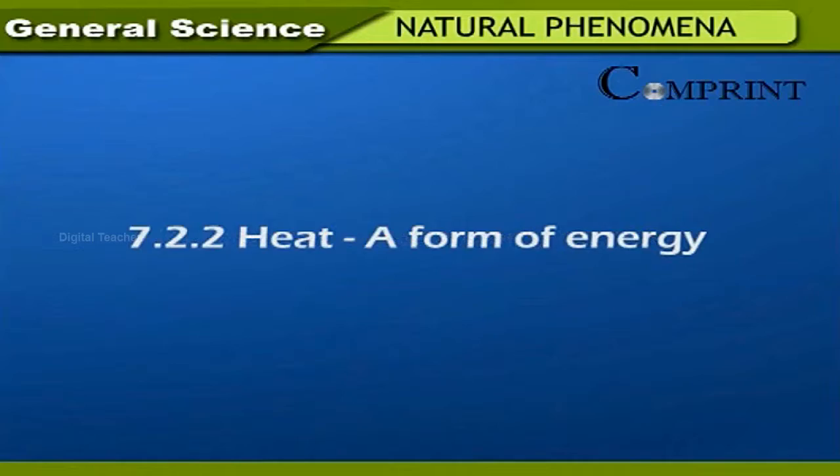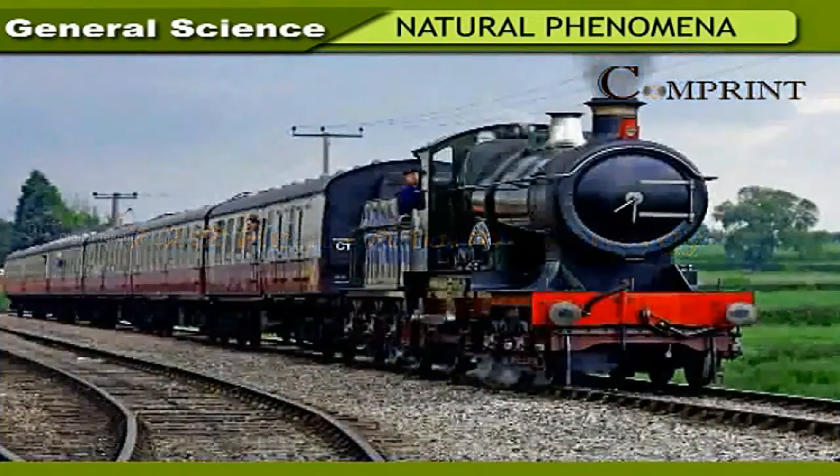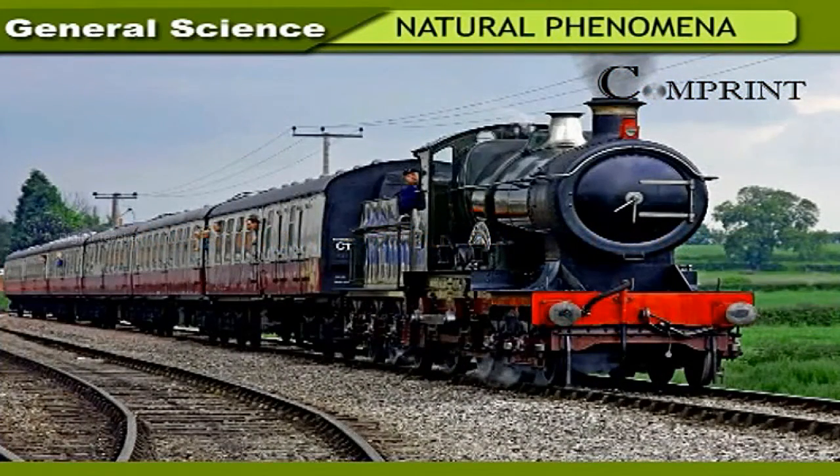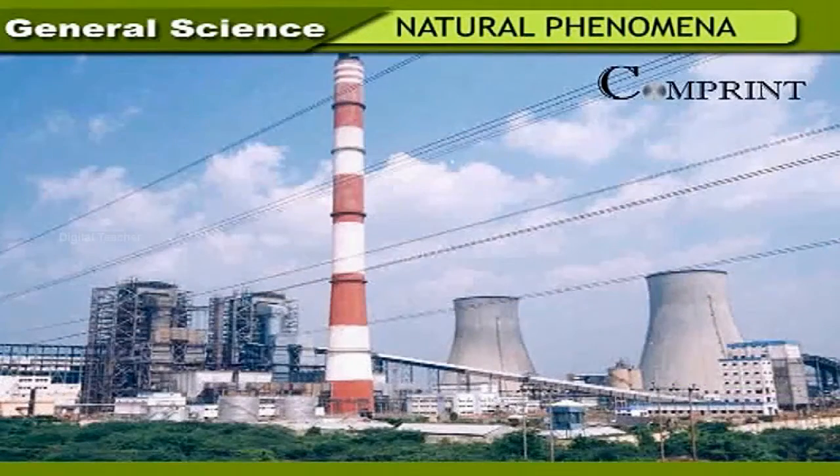Heat, a form of energy. We know that steam engines in railways run with steam. Most of our electric energy is obtained from thermal power stations only. Water is boiled in large boilers with the help of coal. Thus, steam is collected and used to rotate machines where electric energy is produced.